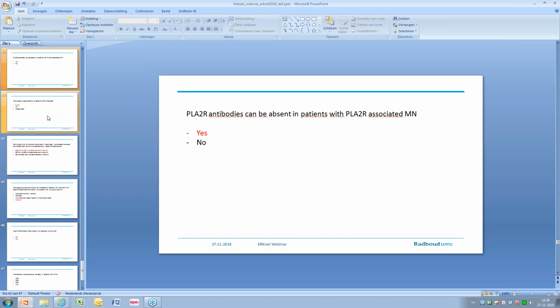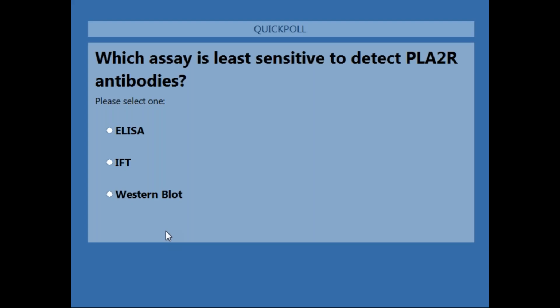Okay, so we can go on to the next question. Okay. So the next question is, which assay is the least sensitive to detect the antibodies? And there are 3 options: the ELISA assay, the immunofluorescence test, or the Western blot. Okay, please vote.